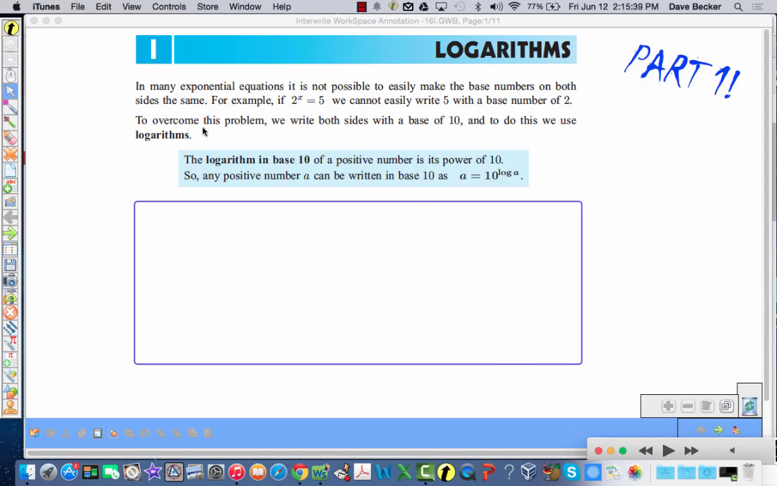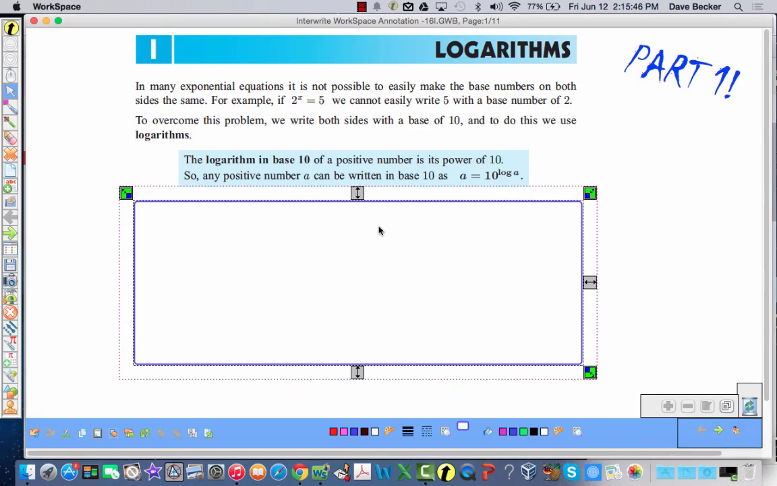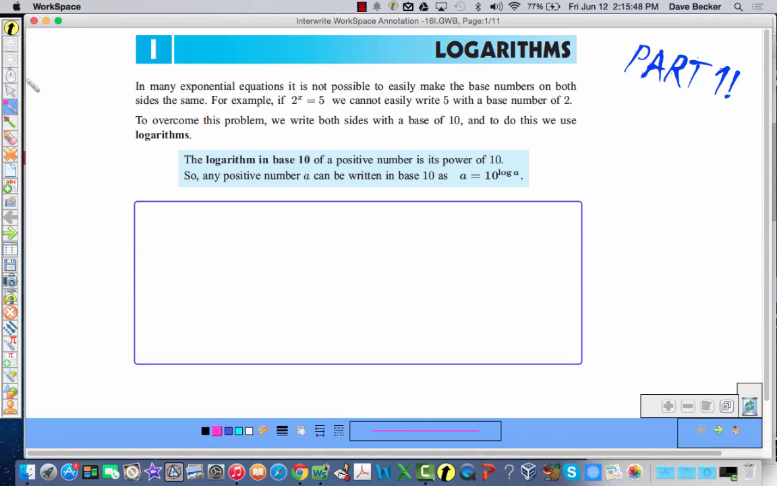All right. In many exponential equations, it is not possible to easily make the base numbers on both sides the same. So what they're talking about is life is not always a box of chocolates. For example, we don't always have something nice like this where we can easily rewrite an exponential equation, so we have the same base, right? So clearly x is going to be 3. For example, 2 to the x equals 5. Nothing we can do there, okay?